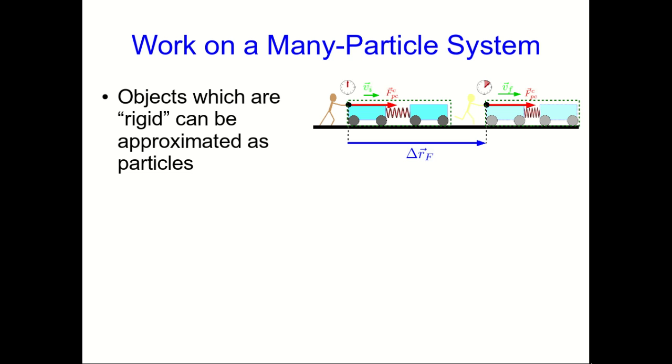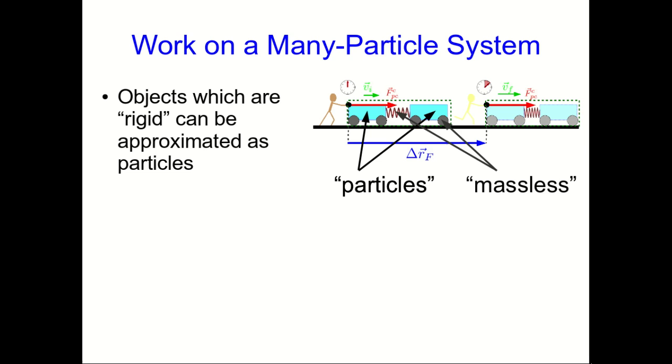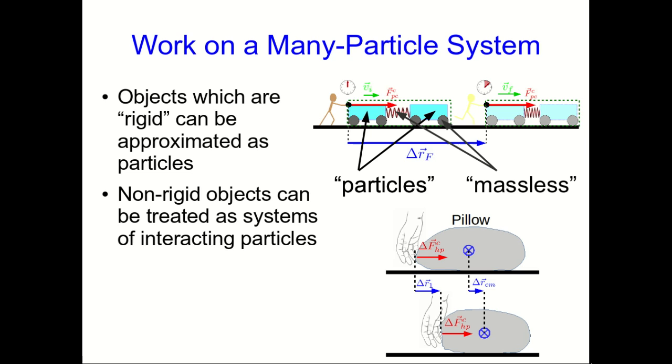Real systems are usually not single particles, so how do we deal with them? Well, at least objects which are reasonably rigid can be approximated as particles, and so in our cart and spring system, we could think of the carts as particles. What about the springs, though, and what about the wheels which are rotating internally to the system? Well, as long as they're light, we can treat them as massless. However, they're still going to have internal energy, and that's going to be captured in the fact that we think of these particles now as interacting. There's internal energy in the system. So non-rigid objects can be treated as systems of interacting particles.